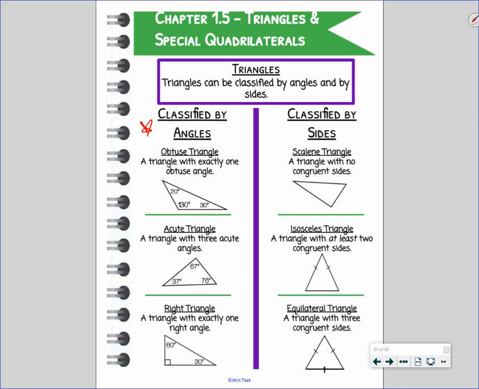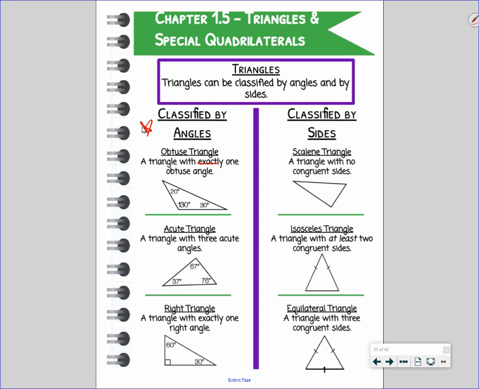The first one is an obtuse triangle. It's a triangle with exactly one obtuse angle. We say exactly because think about it: if I had one obtuse angle there, and then another obtuse angle here, those are my obtuse angles. These two ends here would never reach, so it couldn't form a triangle. I would need a fourth side. That's why we can only have exactly one obtuse angle.